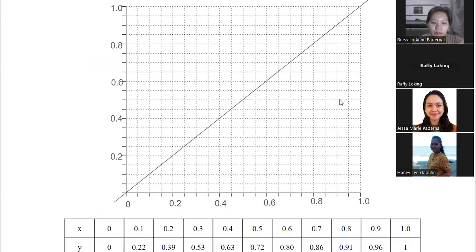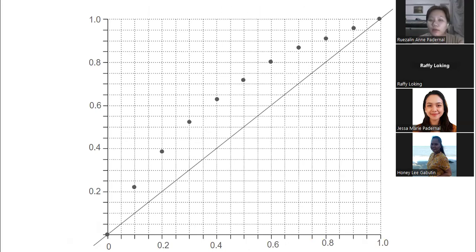Given our table of x and y points, we plot each of the points. We have 0 around here, followed by the second point, the third, the fourth, fifth, sixth, seventh, eighth, ninth, and so on until we reach our x equal to 1.